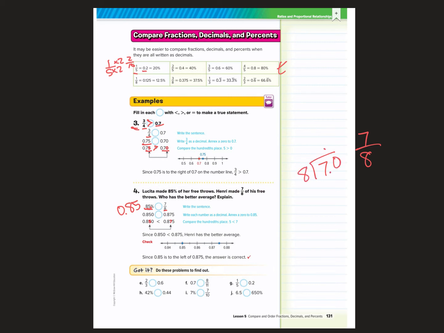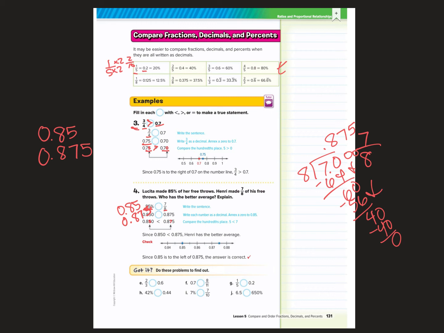8 goes into 70, 8 times, minus 64, 6 left over. Then 8 goes into 60, 7 times, minus 56. I have 4 left over. 8 goes into 40, 5 times, with 0 left over. So I'm comparing 85 hundredths to 875 thousandths. Okay, so when I'm comparing these two, I'm going to rewrite that quick.